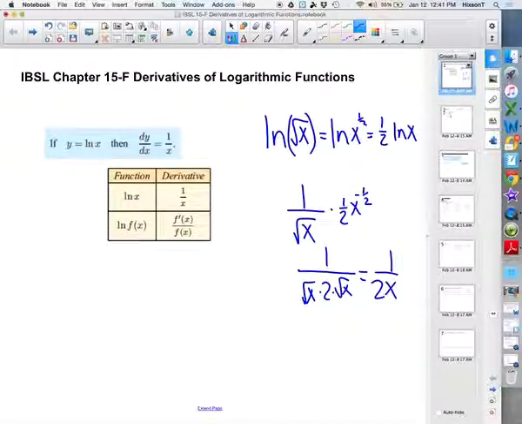Okay? So here's a case where you could use the chain rule, or you could use some of your logarithm rules to help you simplify that a little bit. Okay? We'll take another look at that here in a minute, where we can use those rules for logarithms to help us figure it out.